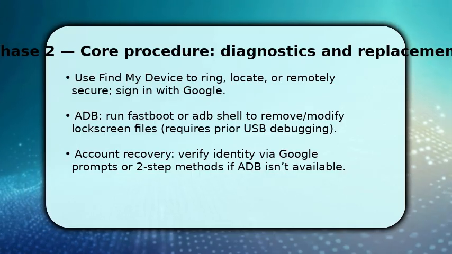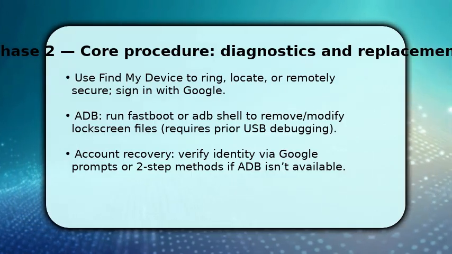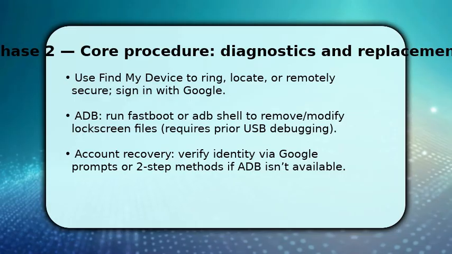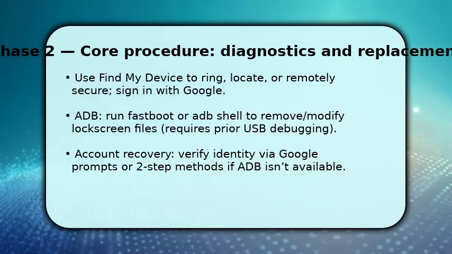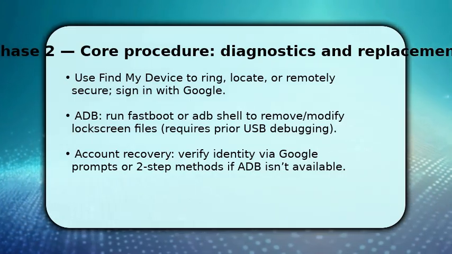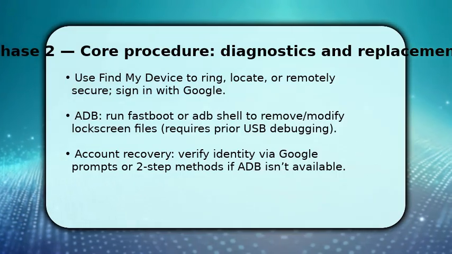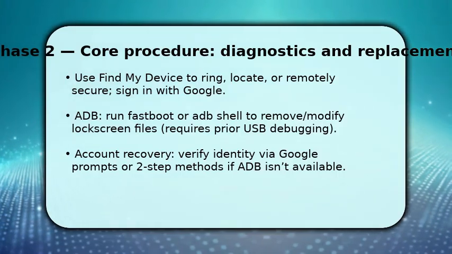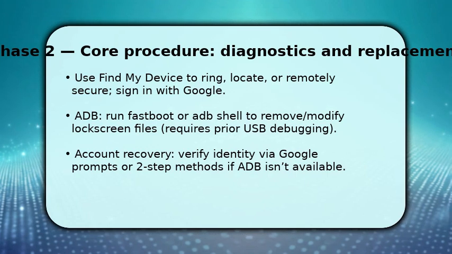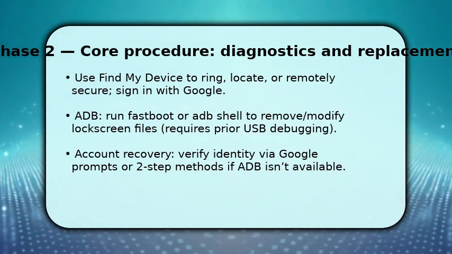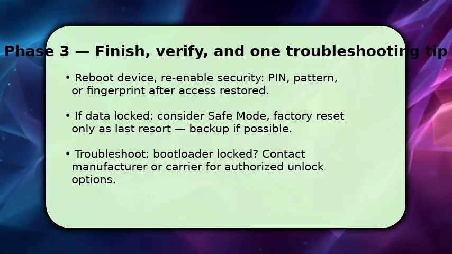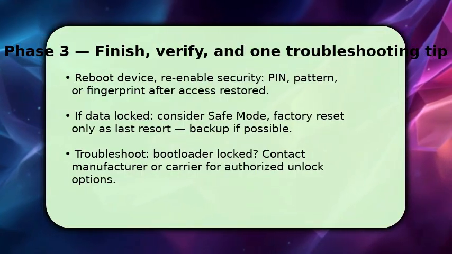If USB debugging is on, connect to a PC and use ADB shell commands to temporarily disable lock screen files. This is faster and preserves data. If neither works, follow Google account recovery flows, verify with secondary email or phone, then set a new lock once you regain access. Finally, once you regain entry, reboot and immediately set a secure lock method.